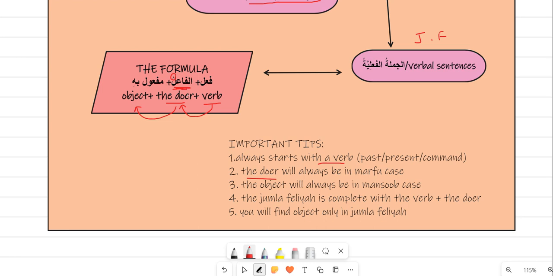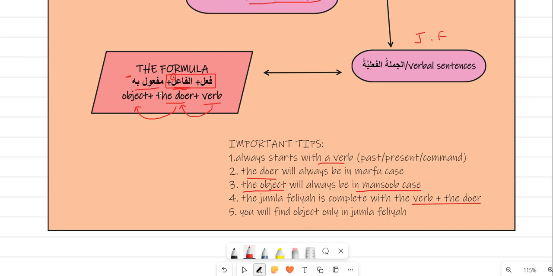And now the object, which is the third in the sentence, will always be in mansoob case. That means this object will always have a fatha on the last letter of the noun. And jumla feliyah is complete with the verb and the doer. Means if you have your fail and your faail, that means your jumla feliyah is complete. Object or maf'ul bihi is optional. It may come, it may not come.